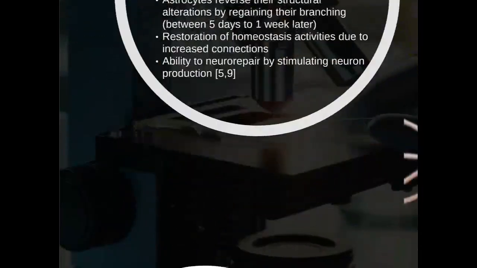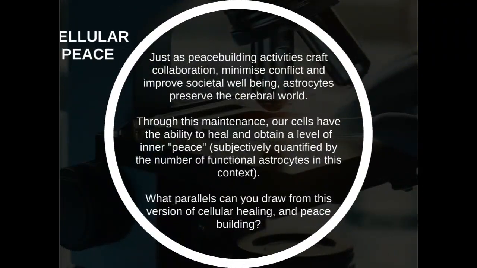So then looking at the concept of cellular peace. Again, very subjective, but just as peace building is going to craft collaboration across the world to reduce conflict, astrocytes are the ones that are really preserving the cerebral world, if you will. So by maintaining this level, our cells have the ability to heal. Then we can have a very specific level of inner peace. This is subjectively quantified by, of course, a number of functional astrocytes.